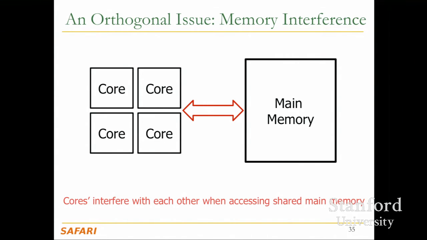And this orthogonal issue is really important in my opinion. That's why I didn't want to remove these slides. The problem is you have this memory bus that's shared, and the cores interfere with this memory bus when they access the shared main memory. And it's an interference problem.